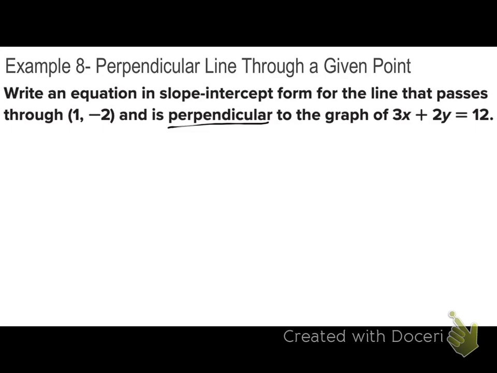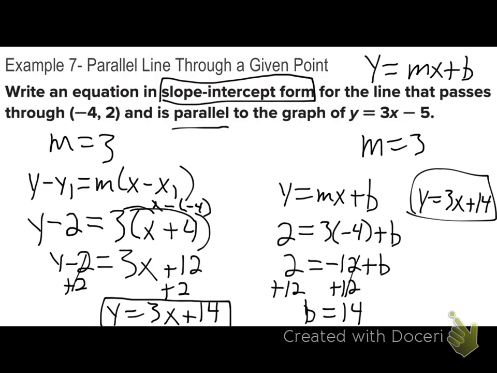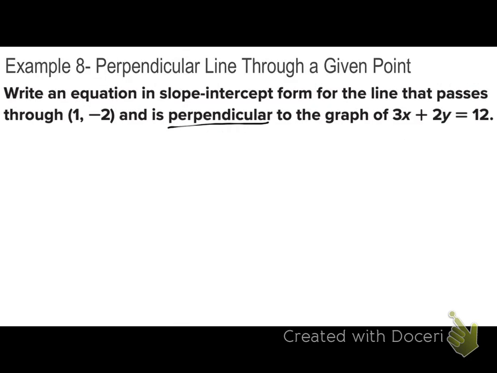The line that's given to us is 3x plus 2y equals 12. Is that in a nice form where I can easily identify the slope? No. So in order to figure out what the slope is, what do you think I need to do? Put it in slope-intercept form, which is a pretty good form to easily identify the slope. In our previous example, the equation was already in slope-intercept form. This one's not, so I need to do that.